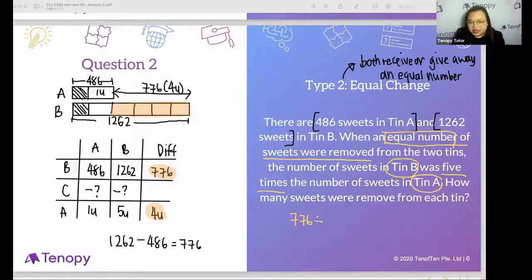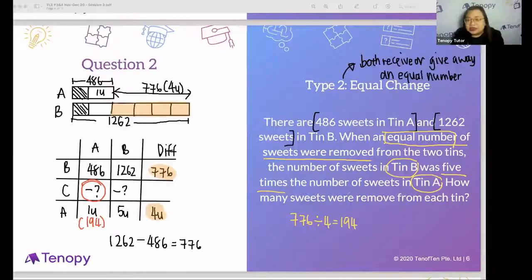776 divided by 4, because it is equivalent to 4 units. After we divide it by 4, you can get it as 194. Now, you can find either one of them. Okay, if my 1 unit stands for 194, what is the change? Because they want to know how many seats were removed from each team.